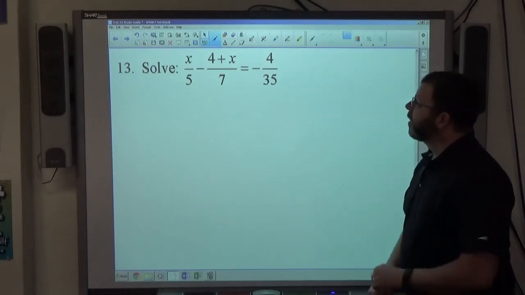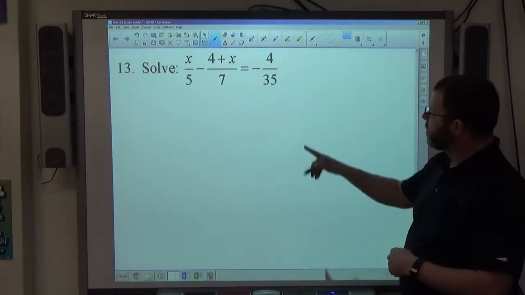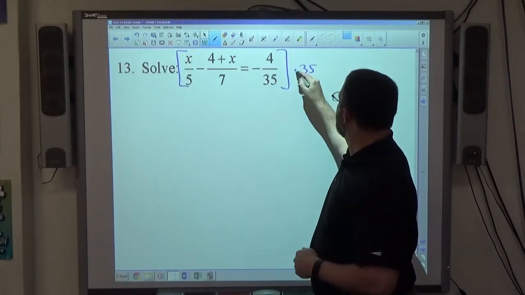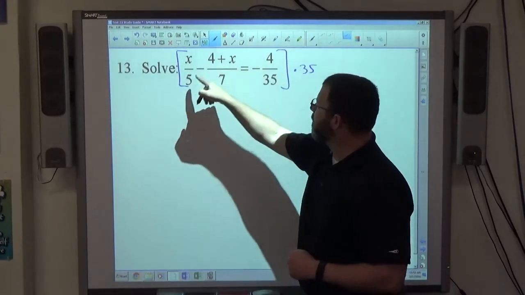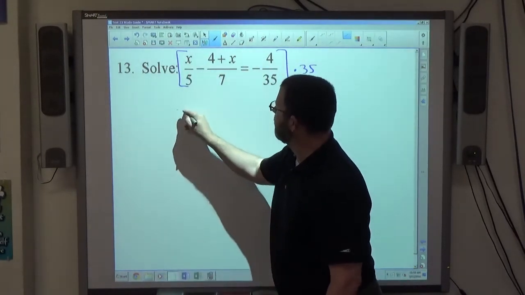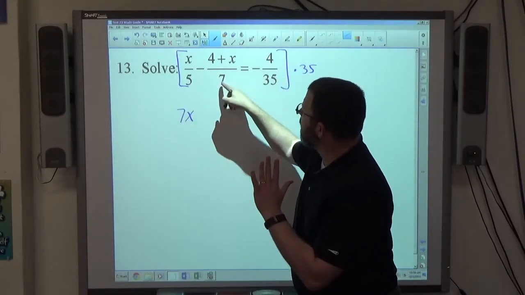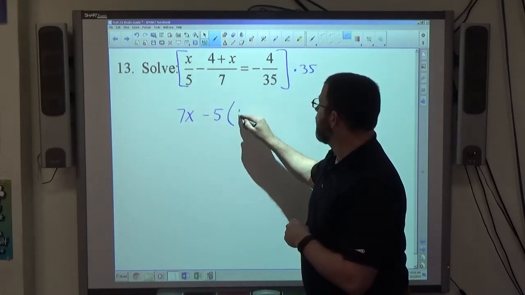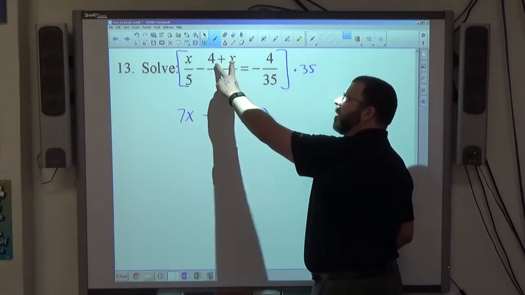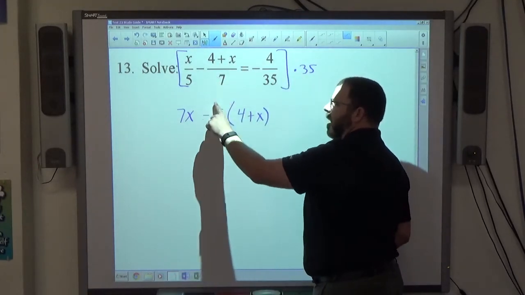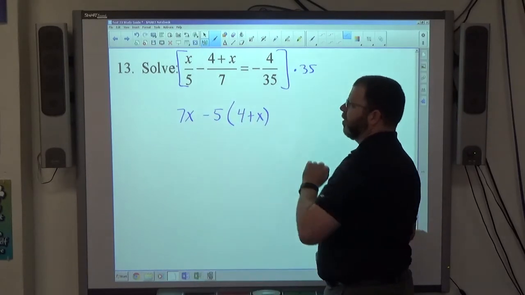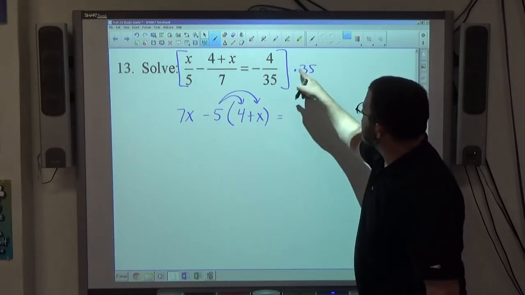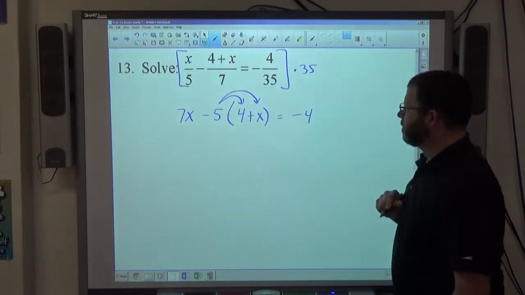Number 13, solving a fractional equation. Least common denominator: 35, 7, and 5 is 35. So I'm going to multiply by 35. Divide, then multiply. So 35 divided by 5 is 7 times x is 7x. That minus sign is attached: 35 divided by 7 is 5, and that's going to multiply by 4 plus x on the top. The top is a binomial, and that quotient of 5, which is actually negative 5, is going to distribute through that whole top. So negative 5 times 4 and negative 5 times x. Be careful of that. 35 divided by 35 is 1 times negative 4 is negative 4.